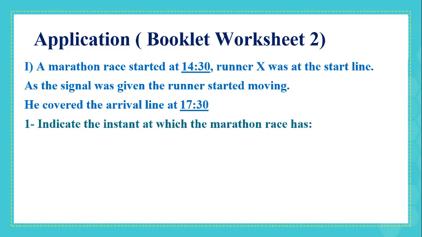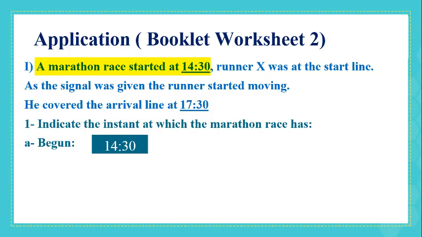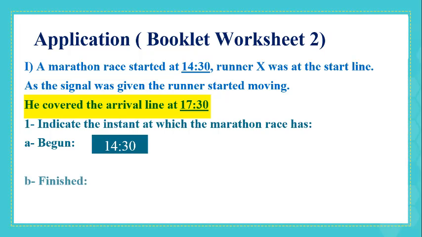Indicate the instant at which the marathon race has begun. A marathon race started at 2:30. Then 2:30 is the instant at which the marathon race has begun, which is instant 1. He covered the arrival line at 5:30. Then 5:30 is the instant at which the marathon race has finished, which is instant 2.